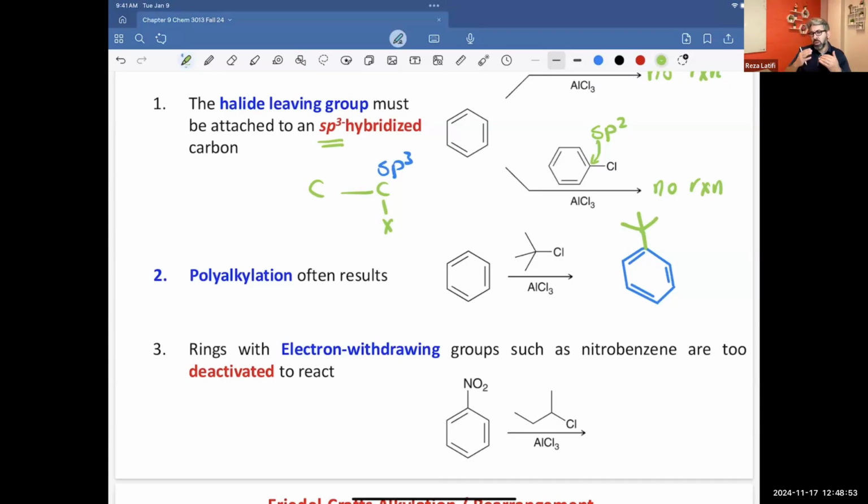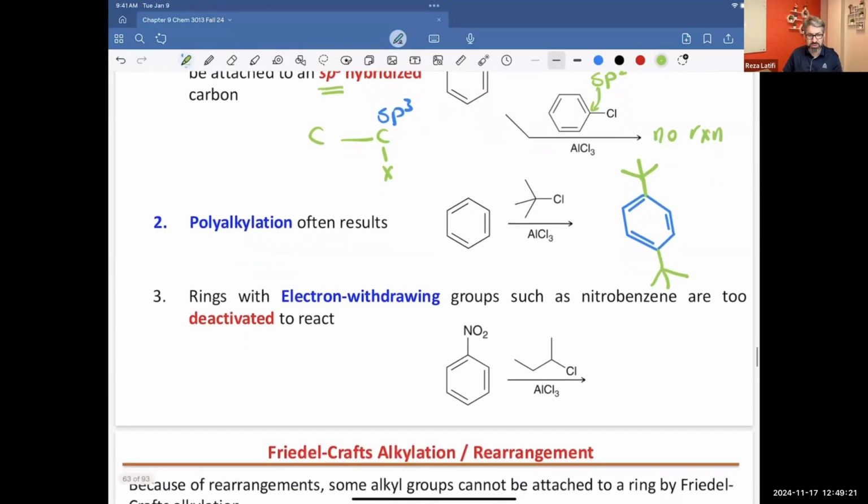So my point is this: you cannot stop the reaction here. The reaction might go and do another alkylation reaction, and you might get this. You might get two tertiary butyl groups attached to the ring, and you cannot stop it just here. And this is going to maybe be your major product. So that's going to be another limitation for the alkylation reaction.